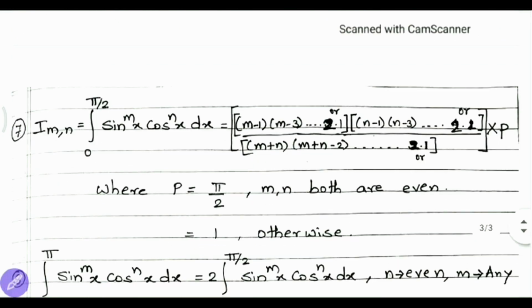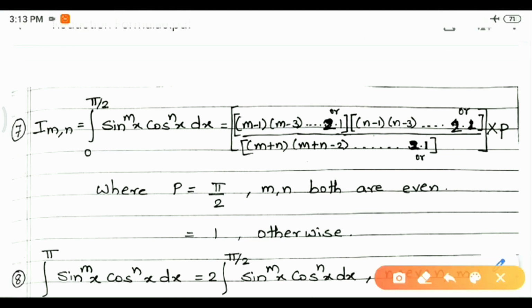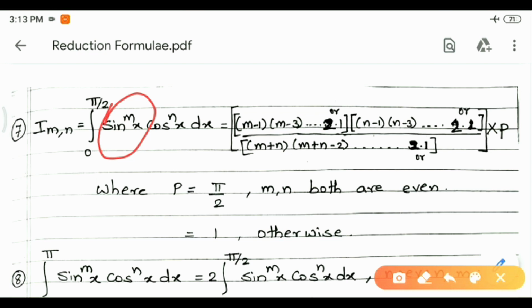Then we are going to see the next formula as integral 0 to pi by 2 of sine raised to m cos raised to n. Okay, so how to remember this formula? See, whatever is the power of sine, you have to note it down, and whatever is the power of cos, you have to note down, that m and n are here.